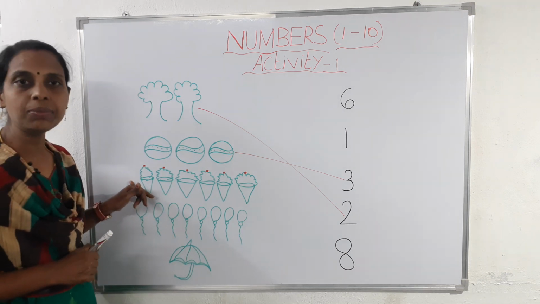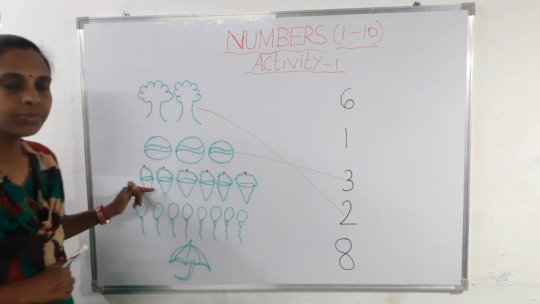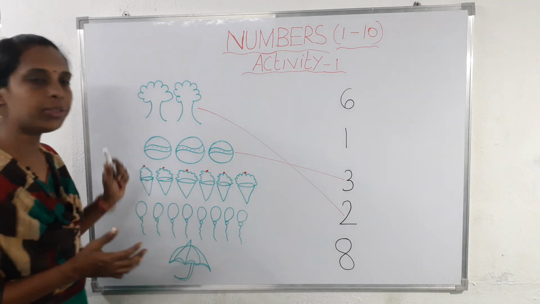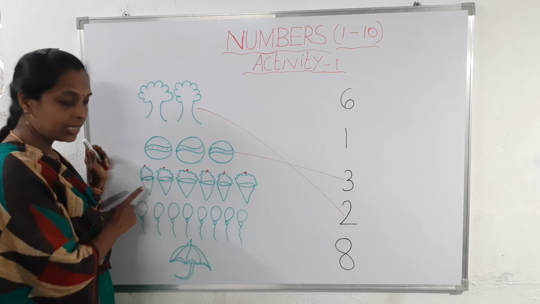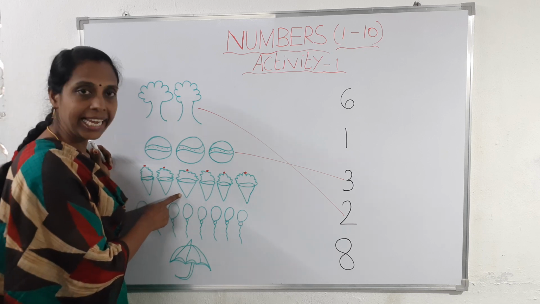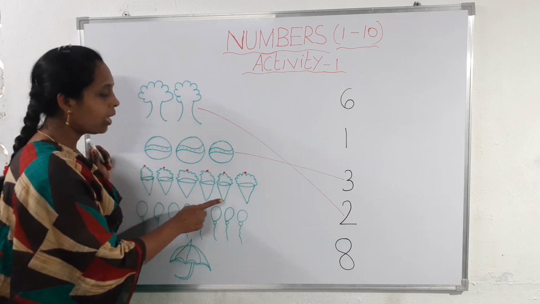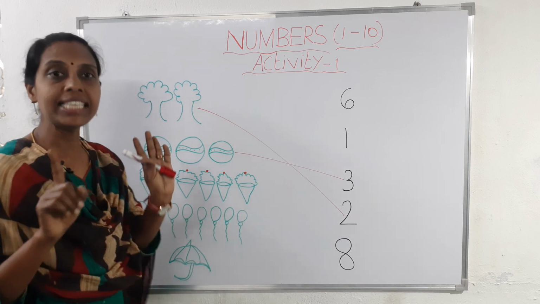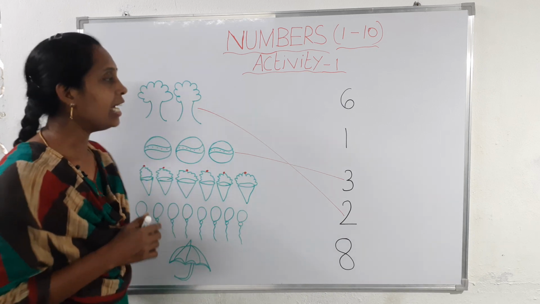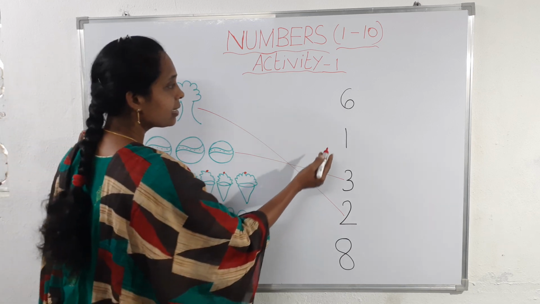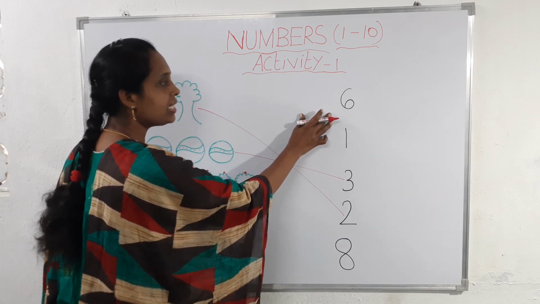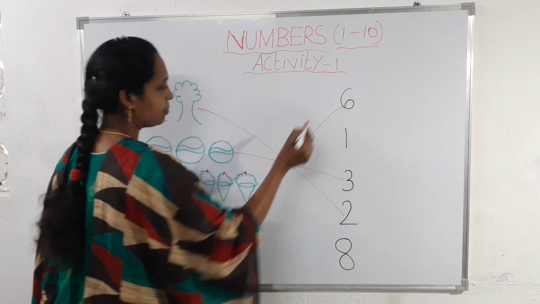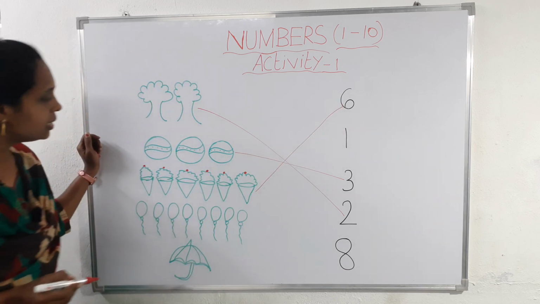Next picture. What is this picture? Ice cream. Let us count along with me. 1, 2, 3, 4, 5, 6. How many ice creams? 6 ice creams. Let's find out where is the number 6. Yes, this is the 6. We can do the matching. Ice cream to 6. Okay, very good.